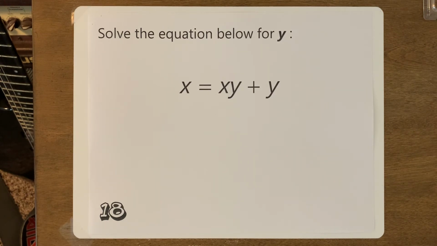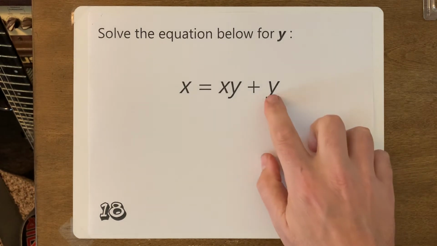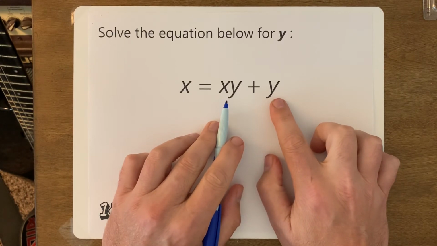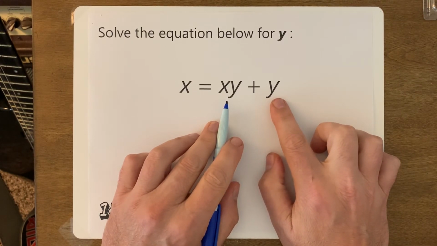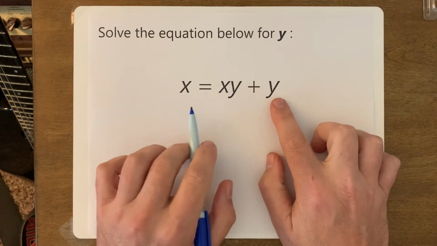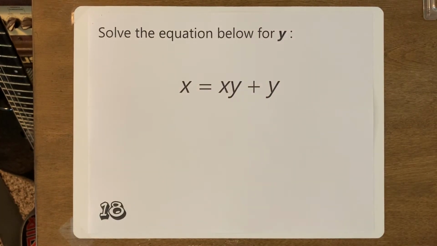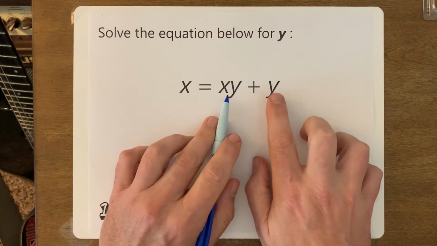So I'm going to show you a little trick here. I want to get y by itself. I have two terms here. It's going to do me no good to divide everything by y. I'm going to have an issue over here. Y is not going to be by itself. So what I really want to do is factor a y out of these two terms.